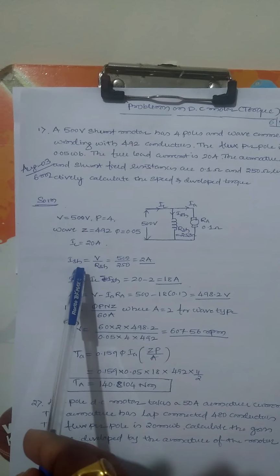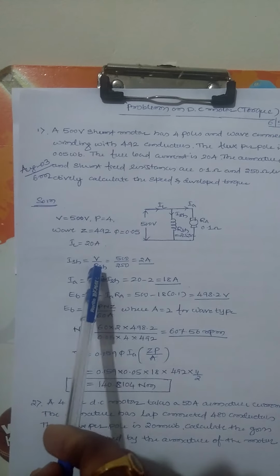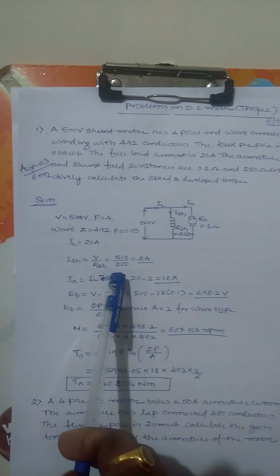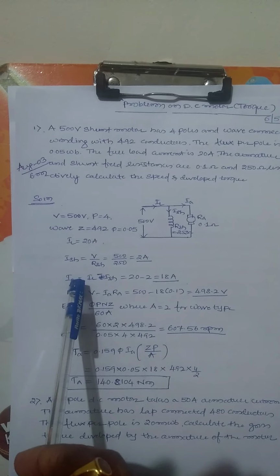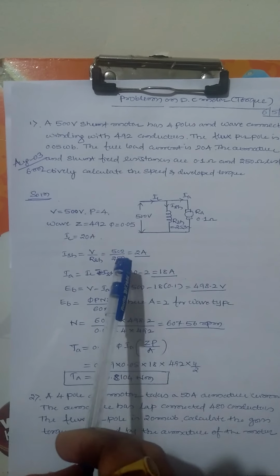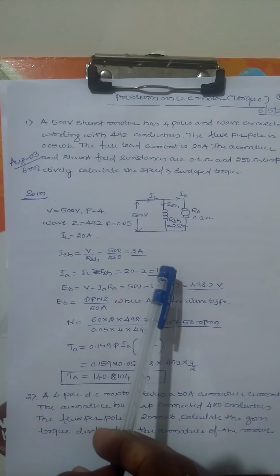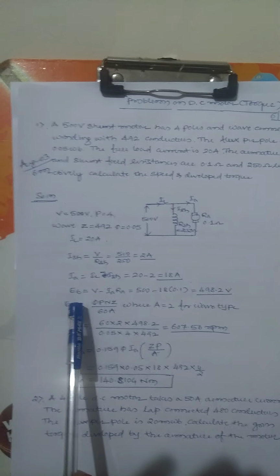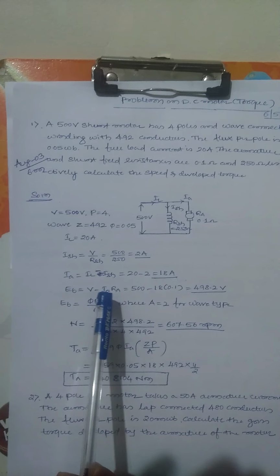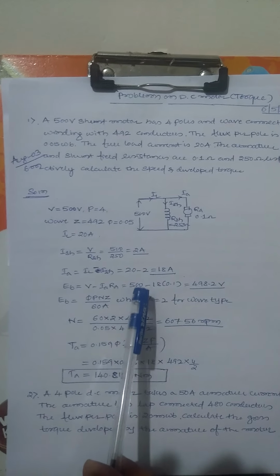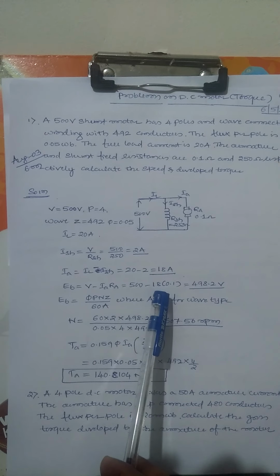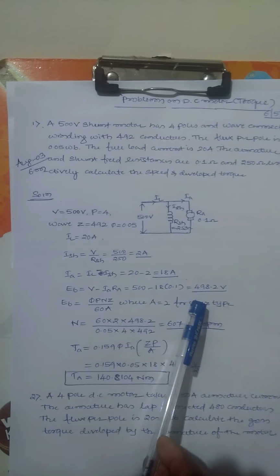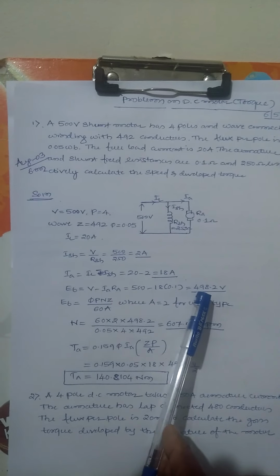First you calculate ISH. That is V by RSH. V is 500, RSH is 250, so 2 amps. IA equal to IL minus ISH. That is 20 minus 2, 18 amps. Then EB is the back EMF of the motor: V minus IA RA. V is 500, IA is 18, RA is 0.1. Simplify, that is 498.2 volts. Final answer is 498.2 volts.